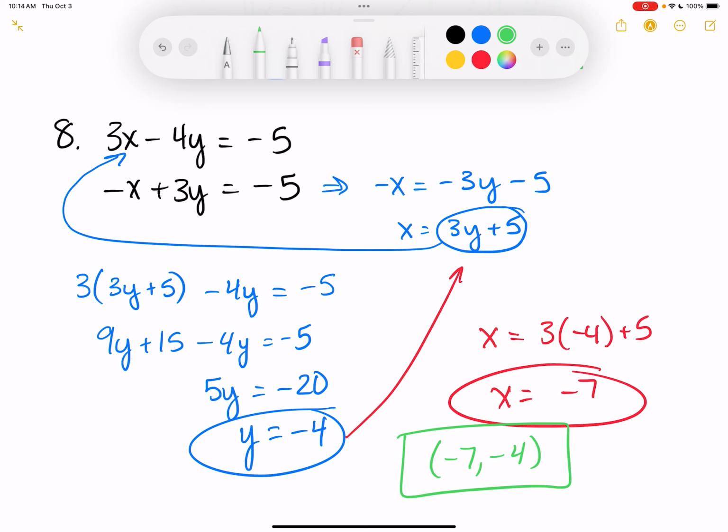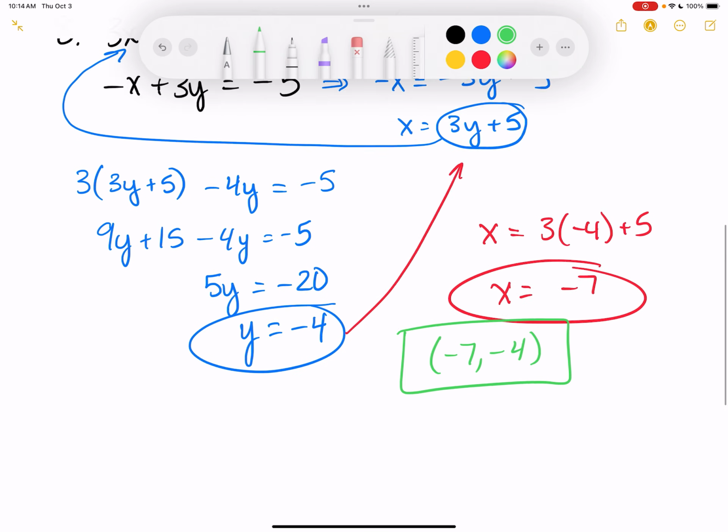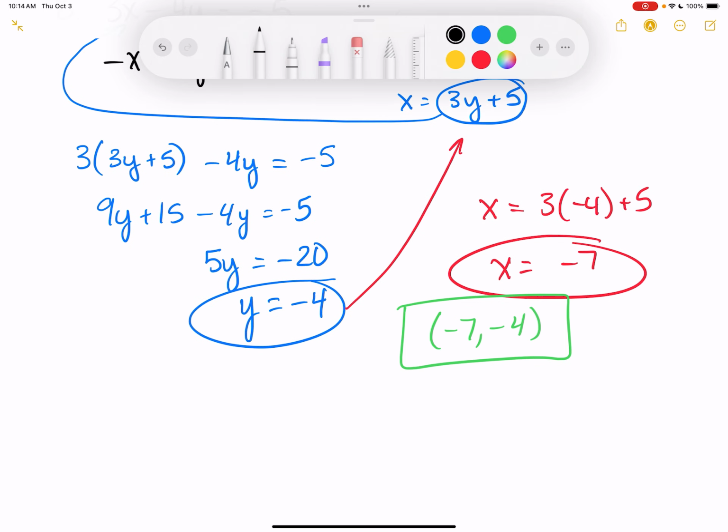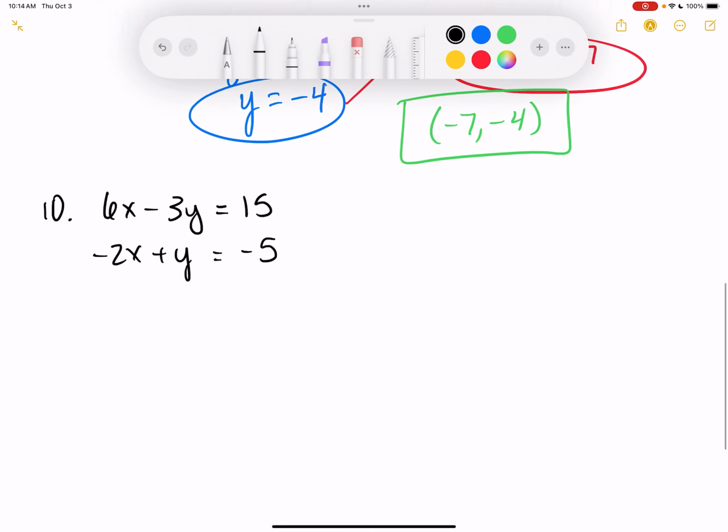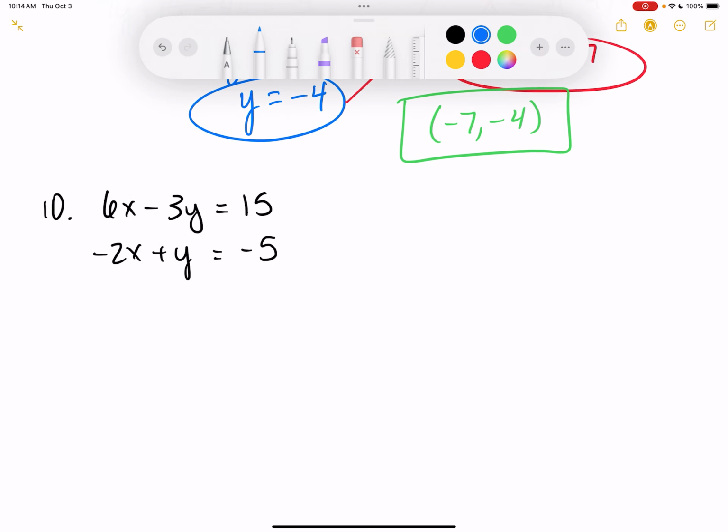So, 6x minus 3y equals 15. -2x plus y equals -5. We're doing the bottom one. Plus 2x, so y equals 2x minus 5. I take that and plug it into the top one.